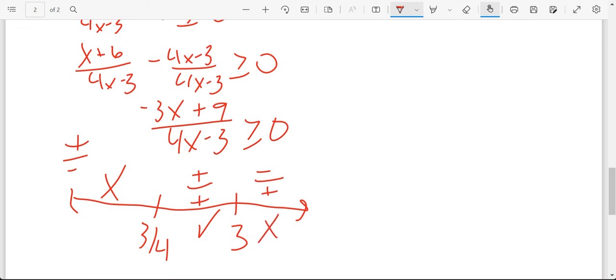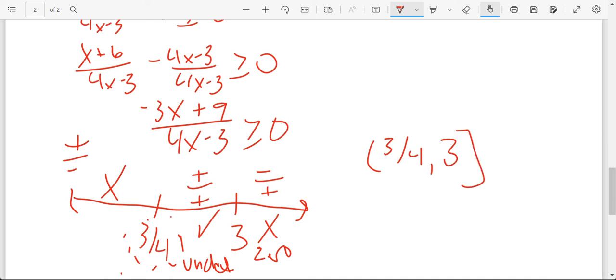Okay, so what is our solution? Now be careful here, okay? Because we said greater than or equal to 0, one might think 3 over 4 is part of your solution, but it's not, because it makes the denominator 0. So that's going to make it undefined. If you need to make a little note and say undefined, do it. So your solution is going to be parenthesis 3 over 4, comma, 3, bracket. 3 is included because it makes the numerator 0, and that's okay, because we want it to be 0.